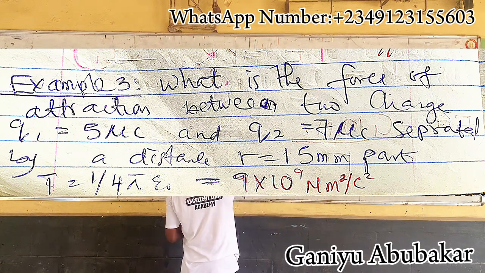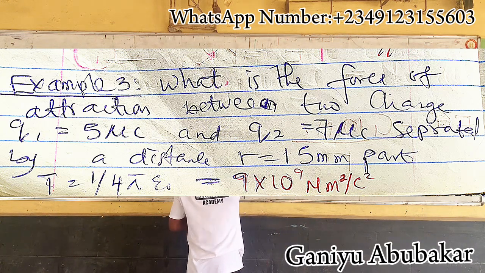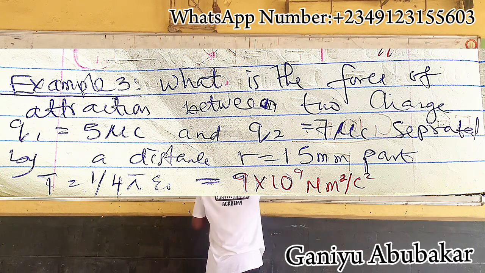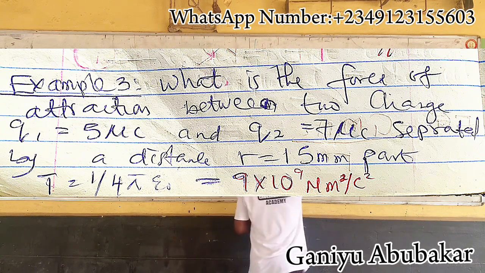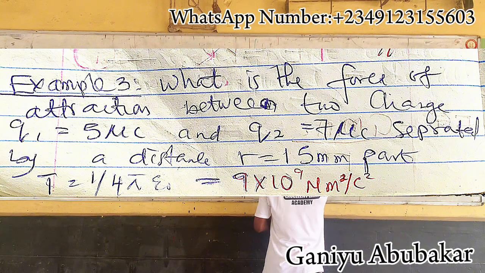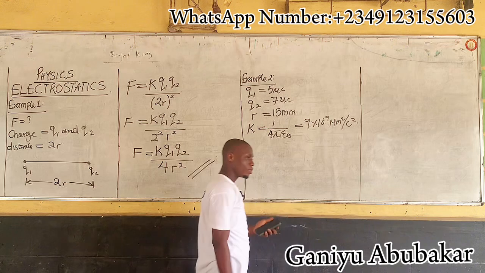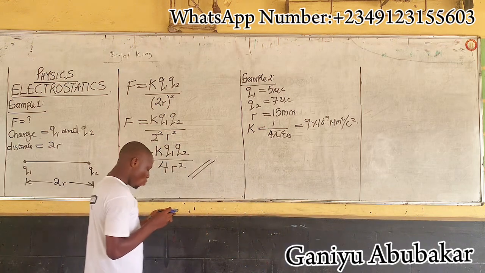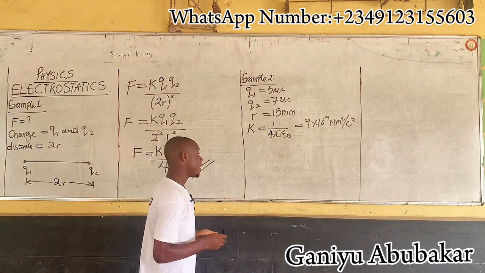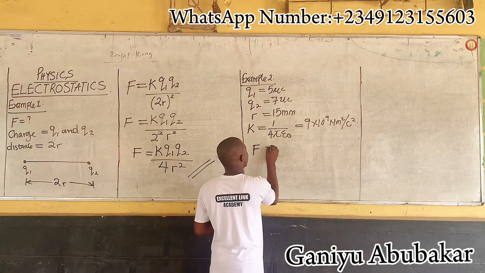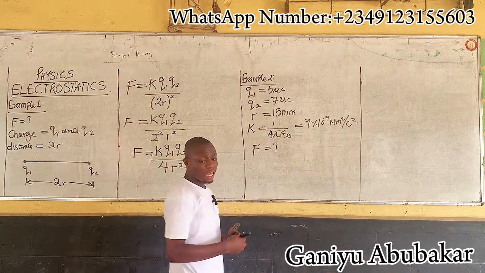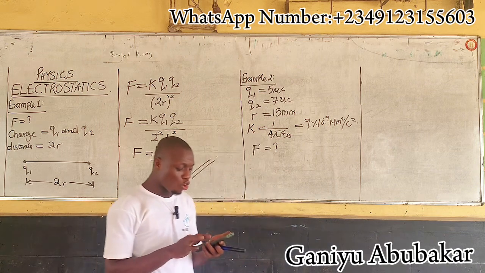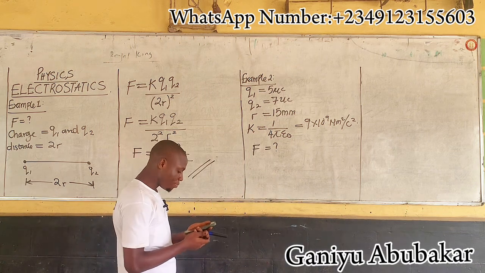Take K equal to 1 over 4 pi epsilon naught, which is equal to 9 times 10 to the power 9 Newton meter squared per Coulomb squared. So we are asked to look for the force of attraction, that's F. F is unknown. So the task is quite easy: recalling your formula, and that's all.